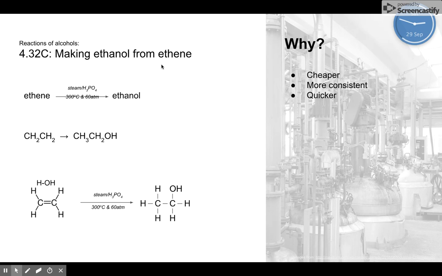We tend not to use ethanol from this process for purposes of drinking. We tend to do that via brewing and fermenting. This is an industrial process for making ethanol for industrial uses. Things like hand sanitizers, things like disinfecting equipment, and using ethanol as an industrial reactant for other reactions.